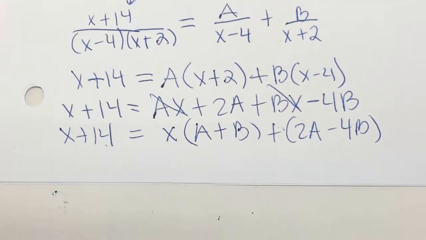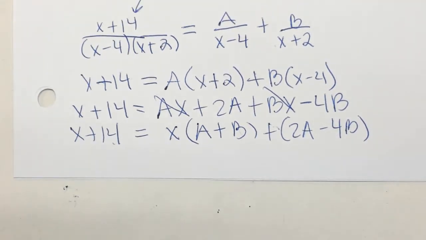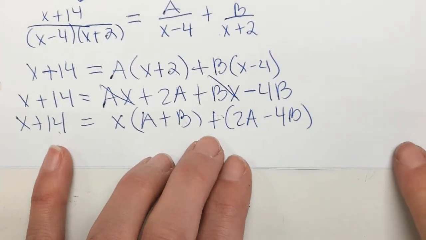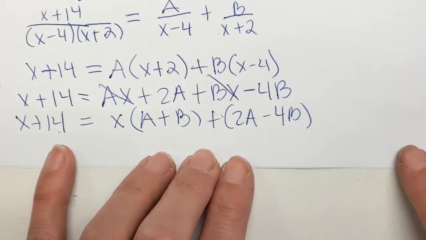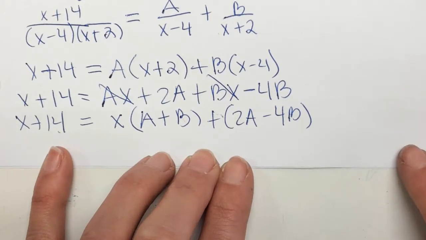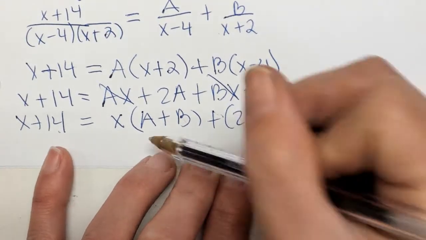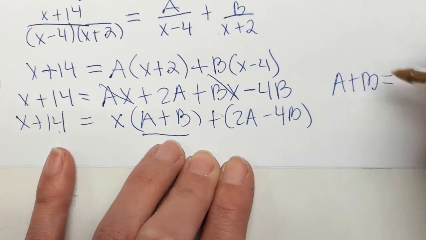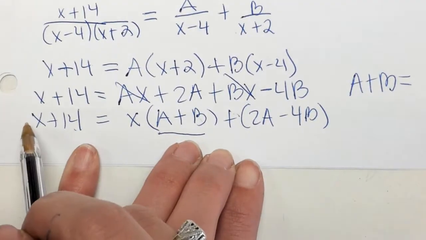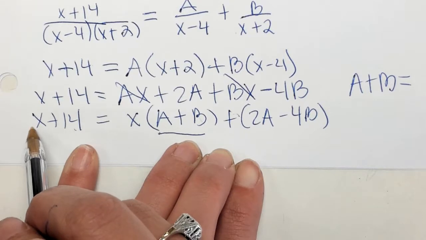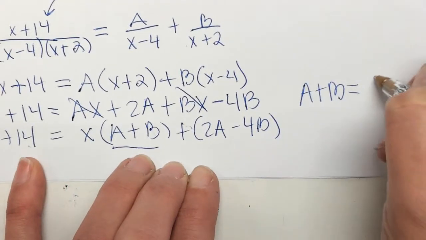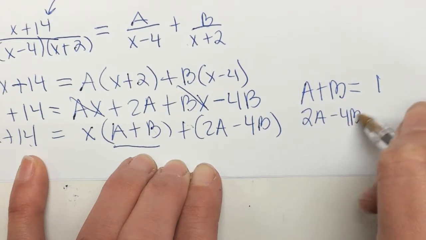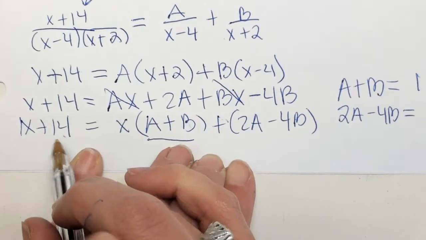Alright, I'm going to scoot it over some, so does everybody have this part down? So would that be 1 equals a plus 2? Yeah, let's write them in standard form though. So let's write this part first. It's going to be a plus b equals the coefficient of x on this side, which is what? 1. Good. And it's going to be 2a minus 4b equals the coefficient here, 14.